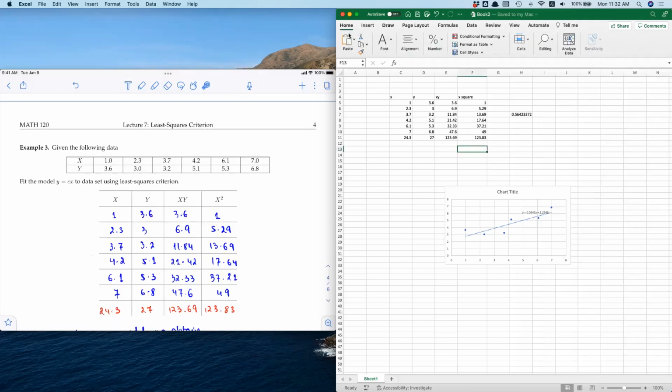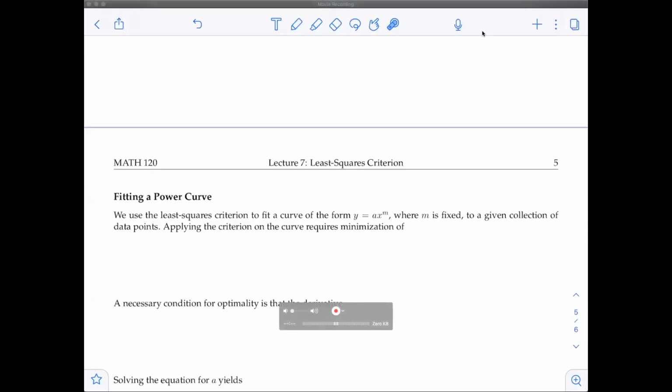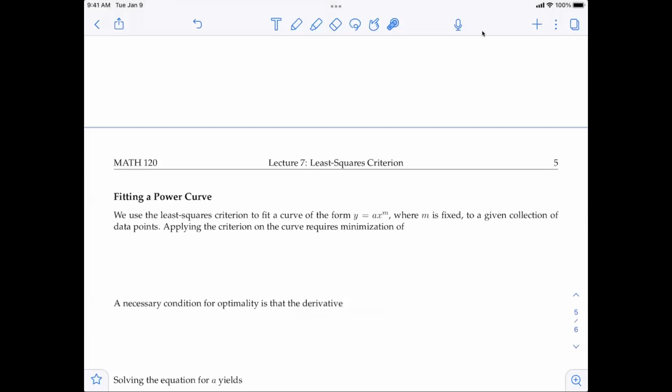Now moving on. In the next part of the lecture, we're going to do the same derivations, but for a power curve, or the power polynomial function of degree m. So this power curve, we're going to apply the least square criterion as well, to derive the formula for the parameter.